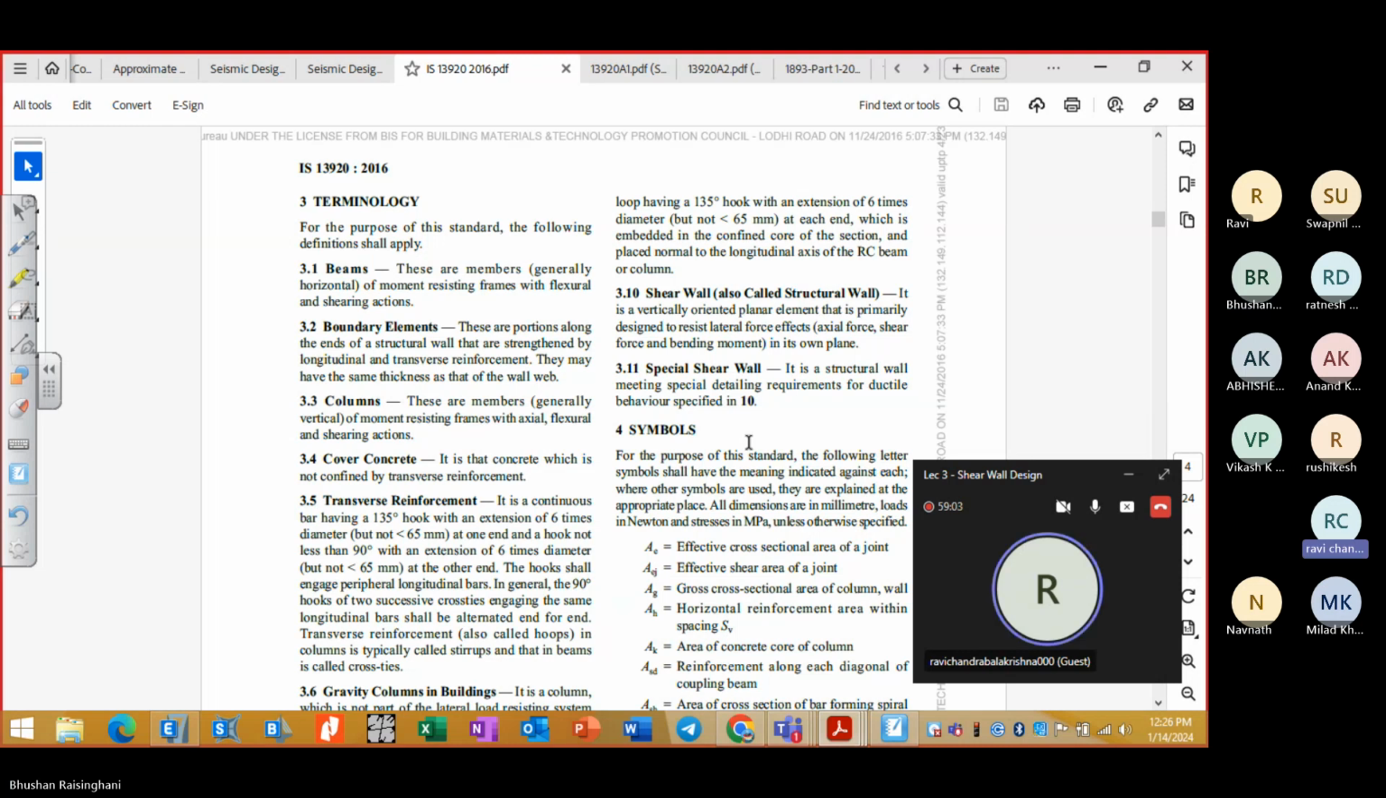Sir, can you repeat the question once again, please? So what would be the difference between shell element and plate element?